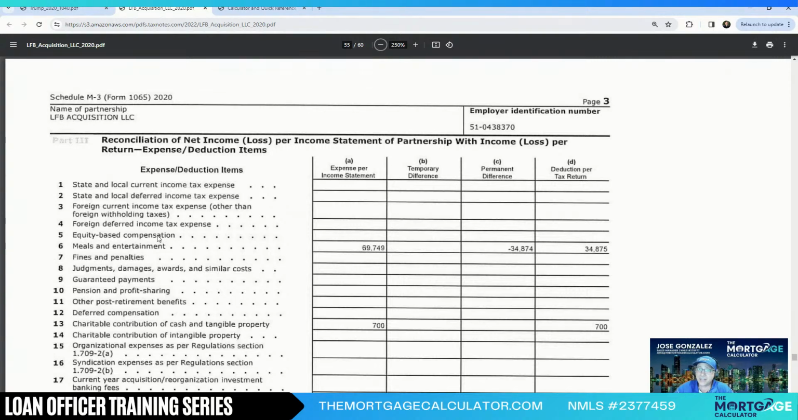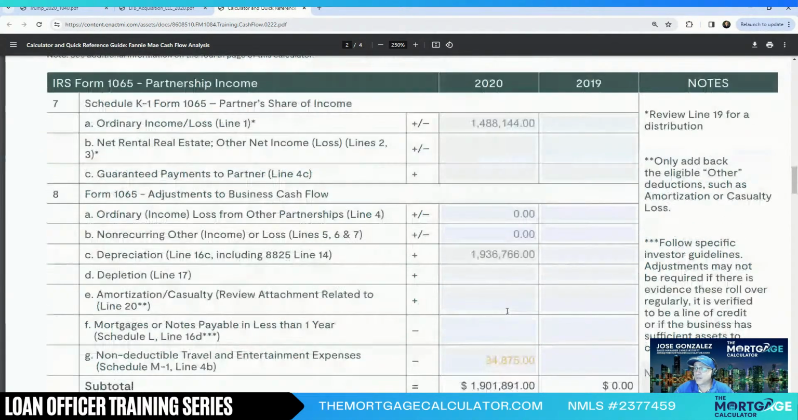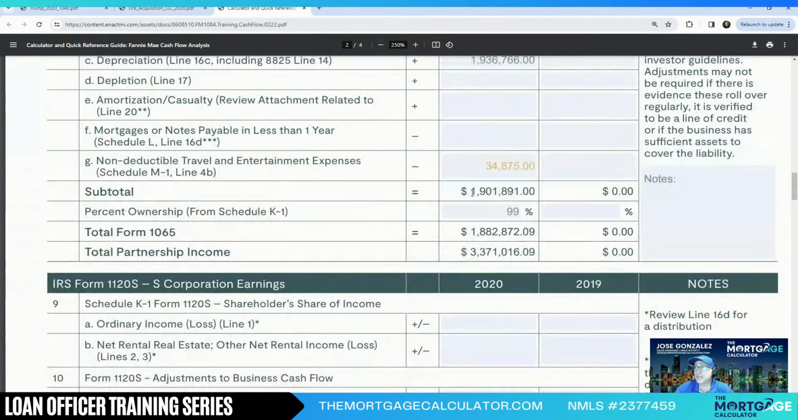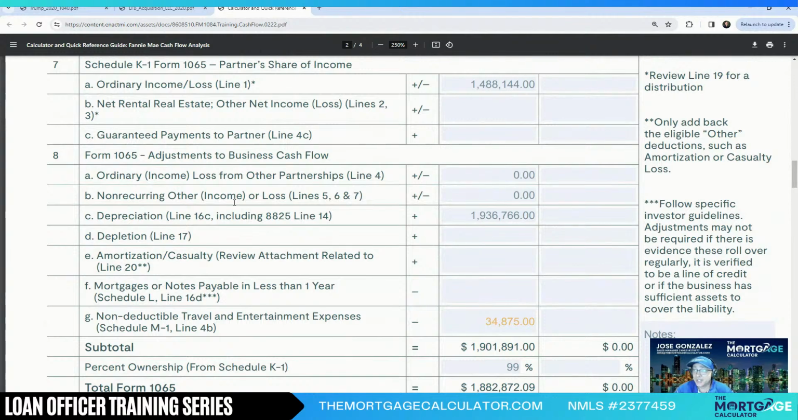Entertainment is the key. If it was just meals, it would be different, but it's meals and entertainment, that's where we get hit for the $34,875. So let me go back down my list here, 875. So now we have 1,901,891, right? Our subtotal of this section, the adjustments to business cash flow section.